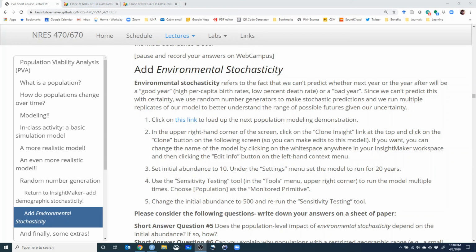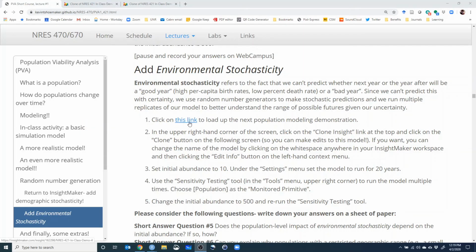Whereas environmental stochasticity refers to those per capita vital rates, the birth rate, the death rate, the fractional death rate. Those are unpredictable as well. That's environmental stochasticity, when the birth rate and the death rate change year to year, and we can think of that as just based on environmental conditions. Are they good or are they unfavorable to the population in a given year?